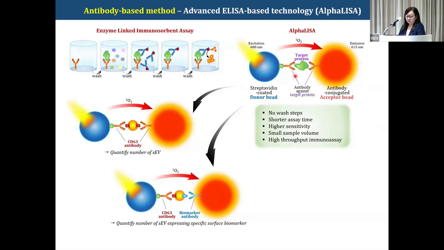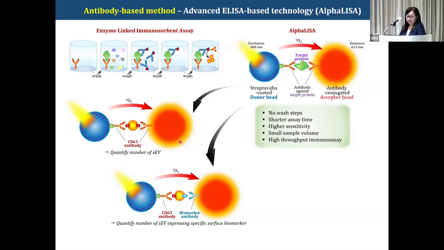AlphaLyser involves two beads, the donor and the acceptor beads, which are conjugated with antibodies. In the presence of the protein of interest, the binding of the protein with the antibodies will bring the two beads into close proximity. The excitation of the donor beads causes the release of singlet oxygen that triggers a cascade of energy transfer to the acceptor beads, leading to light emission. So the light intensity reflects the amount of protein bound with the antibody.